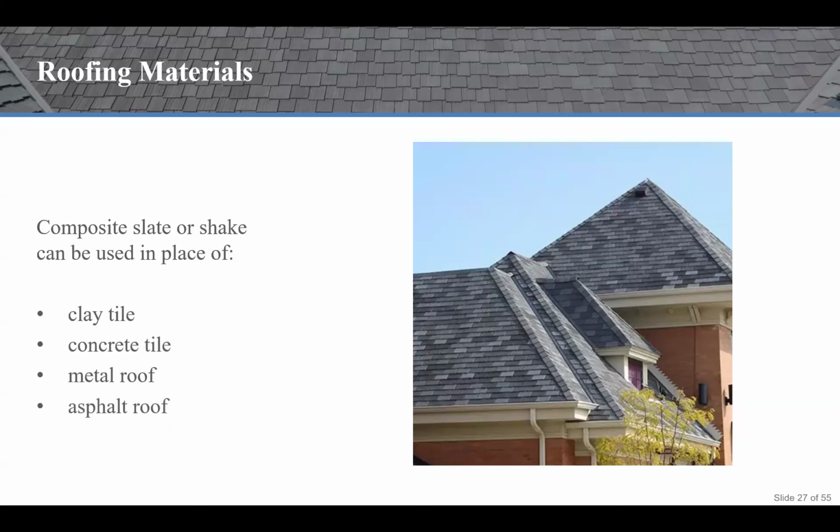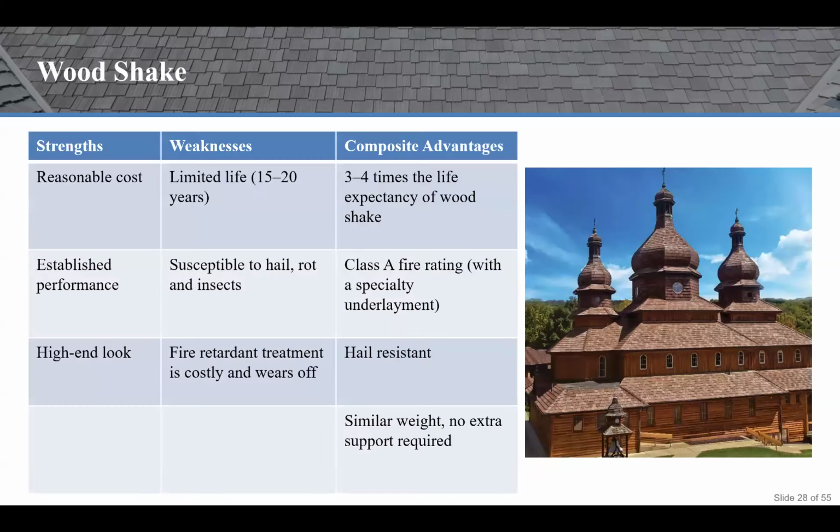So now moving forward, we're going to talk about features, benefits, strengths, and weaknesses when it comes to traditional roofing materials and the composite. So when it comes to wood shake, and you can read this, there are the strengths of wood shake, there are the weaknesses of wood shake, but then the composite advantages.